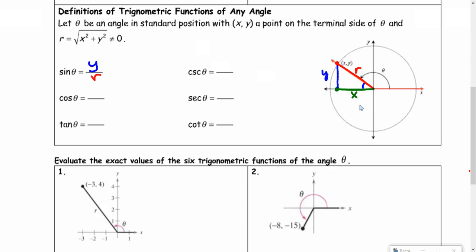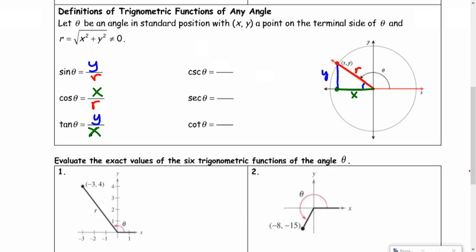The cosine is going to be the adjacent over the hypotenuse, so that's going to be x over r. And in this case, since my x is going to be negative if it's on the left, my cosine of this angle should be negative, and that's what will happen. The cosine of an obtuse angle is negative. The tangent is the opposite over the adjacent, so the tangent is y over x. Oops, that should be green.